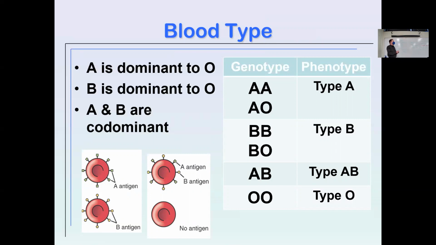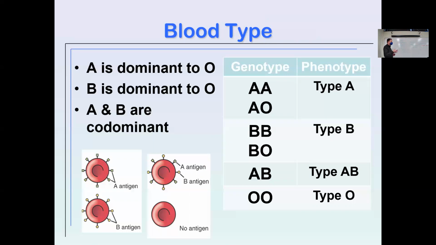But A and B have the same level of dominance. So you do have 4 blood types: A, B, AB, and O. Those are the phenotypes. The genotypes can be, if you're A, that means you either have 2 A's or 1 A and an O. Your blood type is A, so your phenotype is A, your genotype could be homozygous A, or heterozygous A.